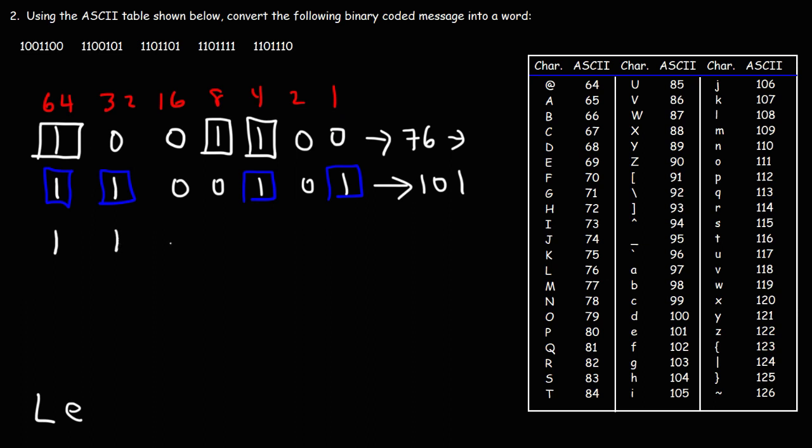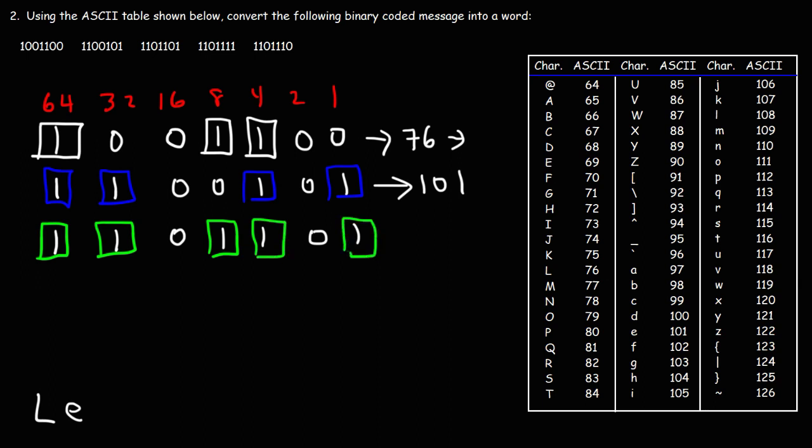It's 1, 1, 0, 1, 1, 0, 1. So we have a 64, a 32, an 8, a 4, and a 1. 64 plus 32 plus 8 plus 4 plus 1. That's going to add up to 109. And 109 corresponds to the letter M. So you can probably figure out what word this is going to be. Now let's move on to the next one.